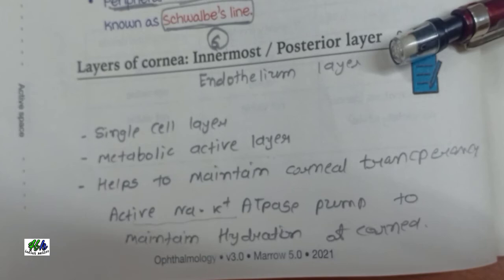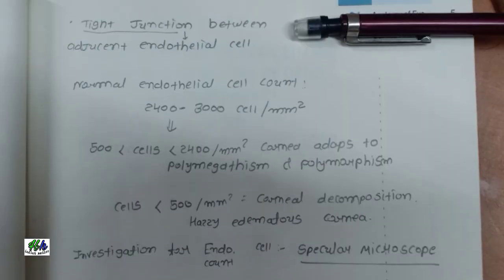The last layer is the innermost or posterior layer of the cornea, the endothelium. It is a single cell layer. It is a metabolic layer of the cornea. It helps to maintain corneal transparency by the active sodium and potassium ATPase pump, which maintains the hydration of the cornea. It contains tight junctions between adjacent endothelial cells.